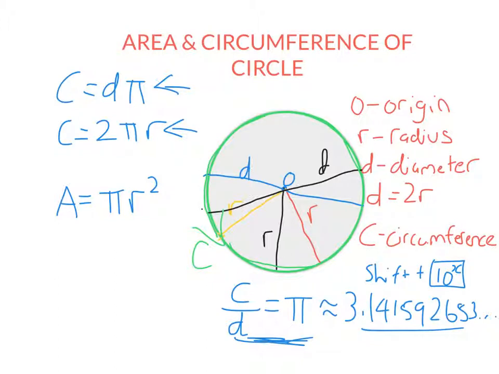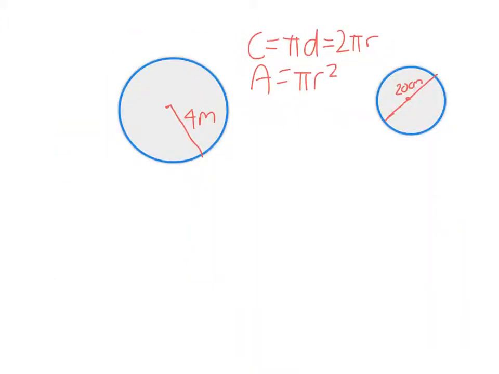Please pause and copy this down if you need. We're now going to have a go at finding both the area and circumference of each of these circles. You notice in the first circle, we're told the radius, which is 4 meters, and in the second circle, we're told the diameter, which is 20 centimeters.